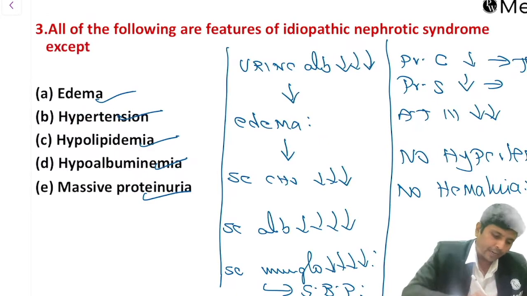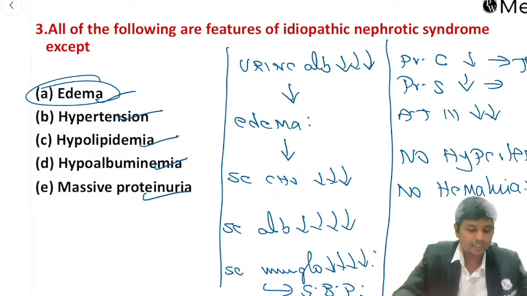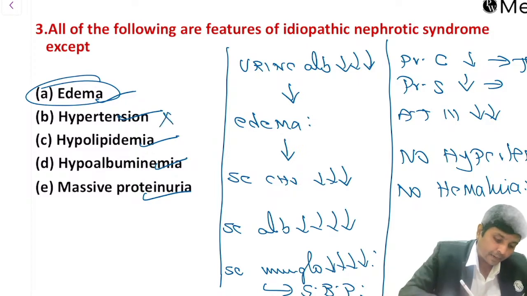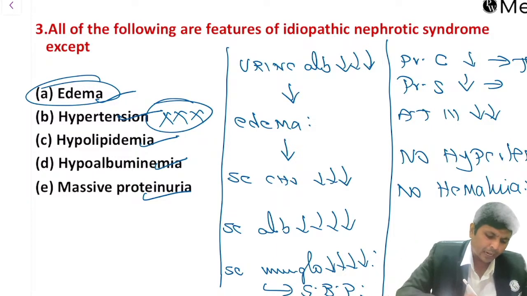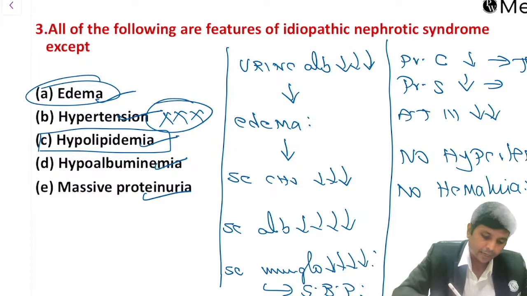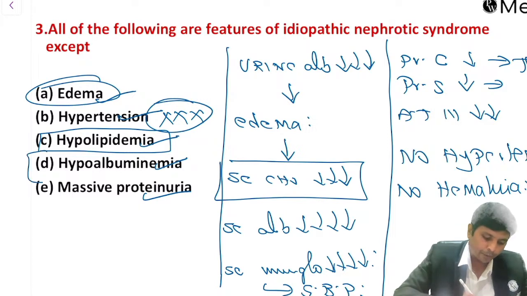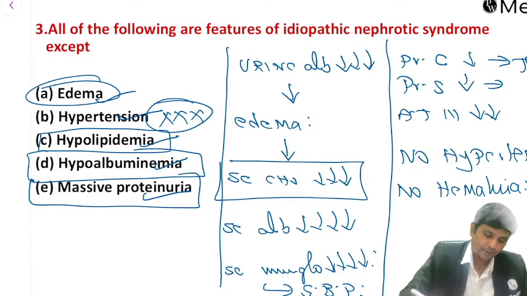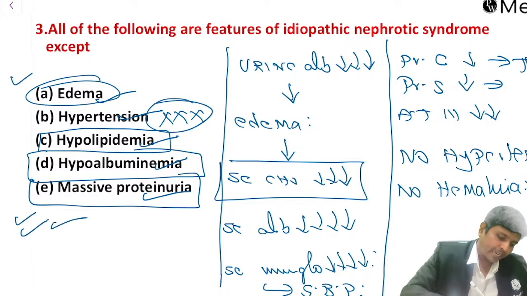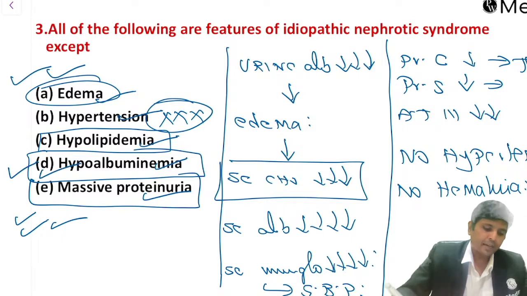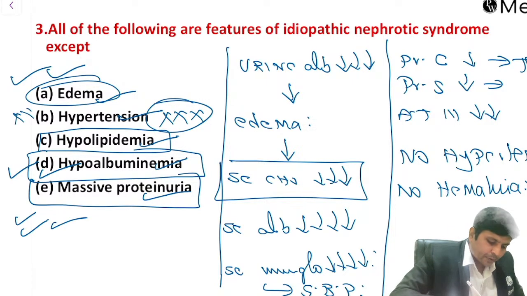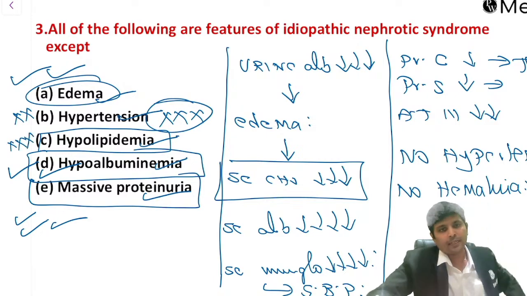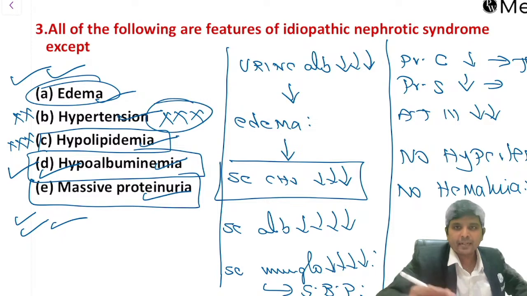So let us see here. Edema can occur, the answer is yes, because of wastage of urine albumin. Hypertension is a manifestation of nephritic syndrome. Is it hypolipidemia? It is not hypolipidemia, it is hyperlipidemia. Is it hypoalbuminemia? Yes. Massive proteinuria, yes. So massive proteinuria, edema, and hypoalbuminemia can come. What doesn't come in idiopathic nephrotic syndrome? Neither hypertension, and it is hyperlipidemia rather than hypolipidemia. So the answer is both B and C here.